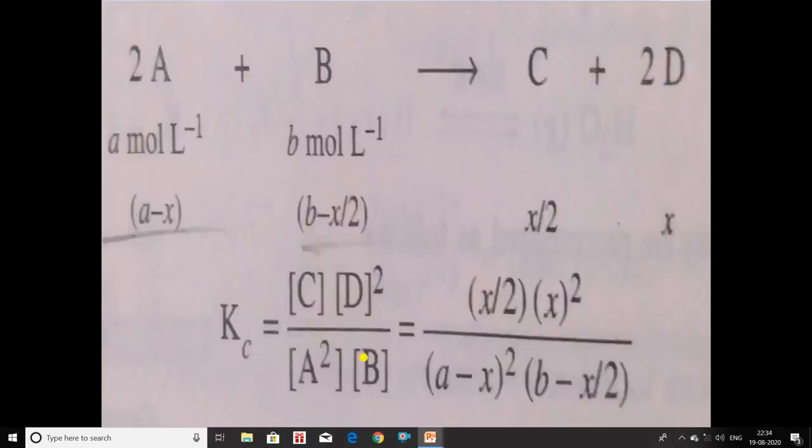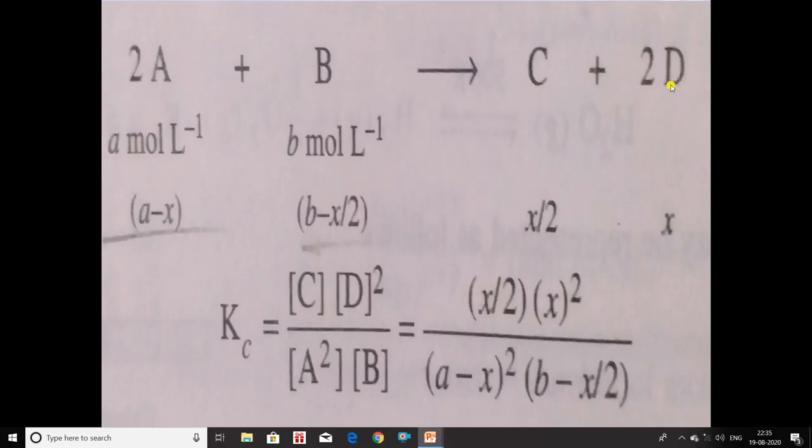Now I will take one more example. In this equation, 2 moles of A plus B gives C plus 2 moles of D. The initial concentration of A, 2 moles of A, is given in the question as a, and the concentration of B is given as b moles per liter. You have to find the values of C and D. So how will you find the concentrations of C and D at equilibrium point?